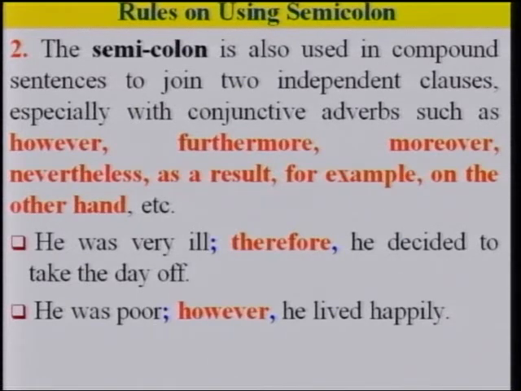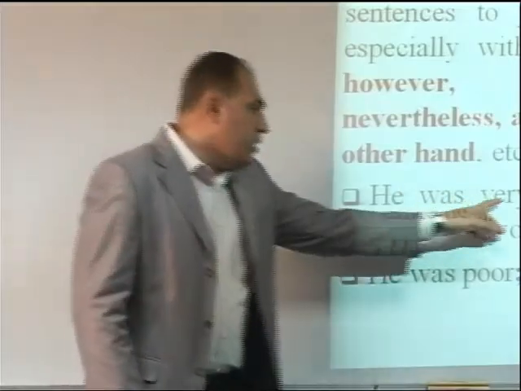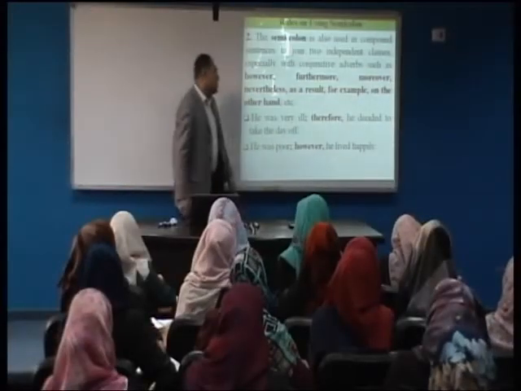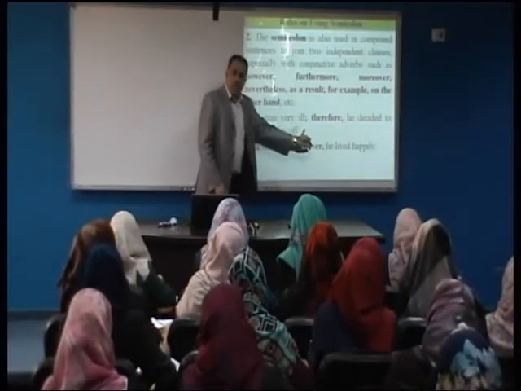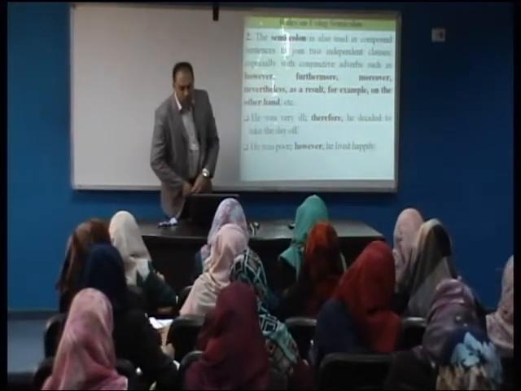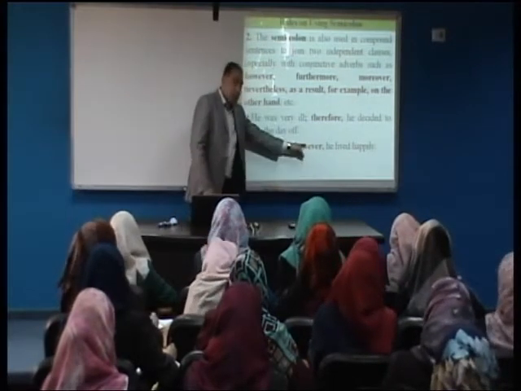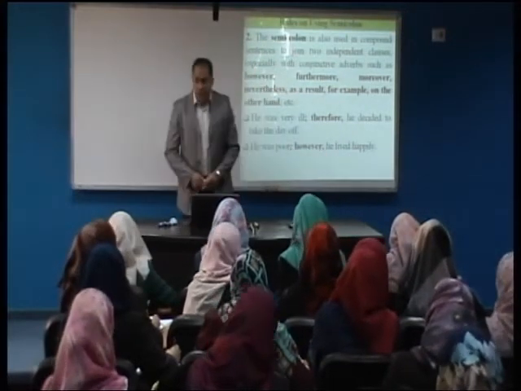nevertheless, as a result, on the other hand, for example, for instance, and so on. These are called conjunctive adverbs. Whenever I use them, especially to join two sentences, I use a semicolon at the beginning and a comma afterwards. For example, he was very ill, semicolon, therefore, comma, he decided to take the day off. He was poor, semicolon, however, comma, he left happily.